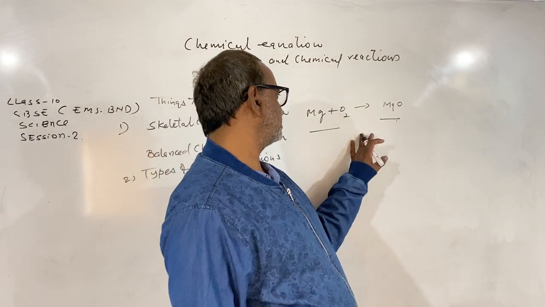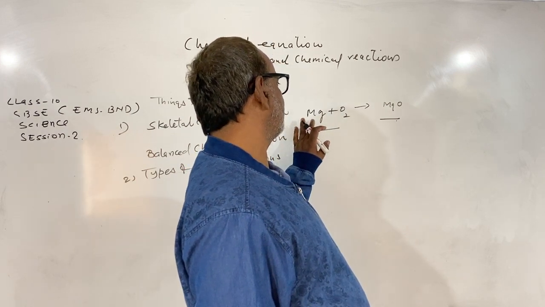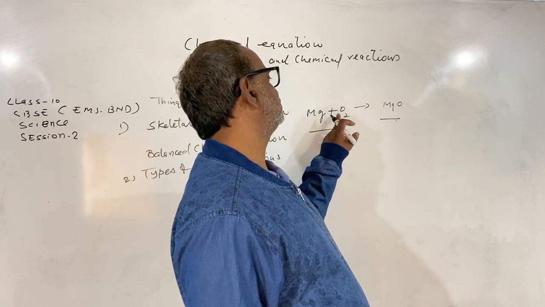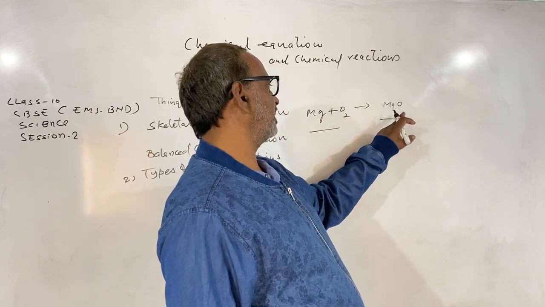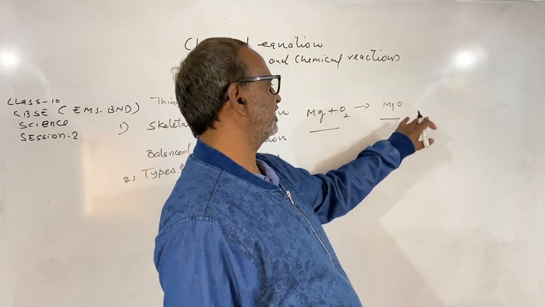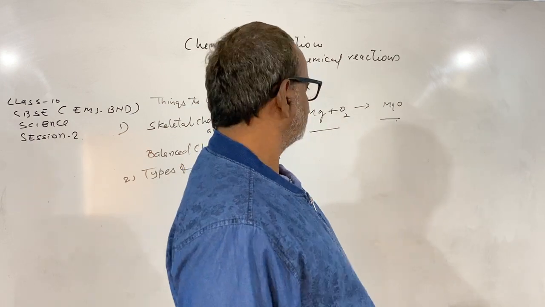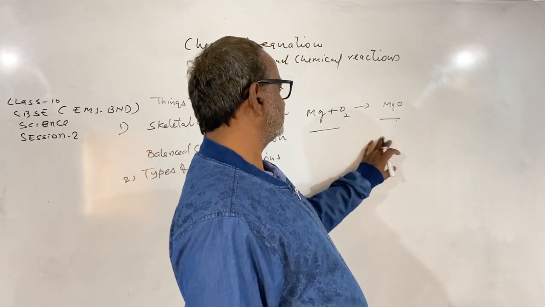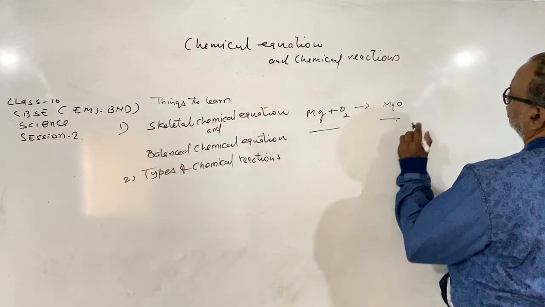For example, in this equation you can see on the left hand side we have one atom of magnesium and two atoms of oxygen to form magnesium oxide, which contains one atom of magnesium and one atom of oxygen. Obviously, there is a loss of one atom of oxygen. So it is not a balanced chemical equation and it is said to be a skeletal chemical equation.